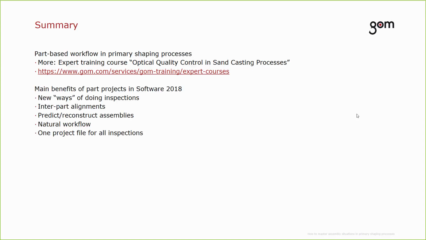You have seen what the main benefits of part projects in GOM Inspect are. Parts offer new ways of doing inspections, like interpart inspections, meaning inspecting one part against another, and interpart alignments allow to predict and reconstruct assemblies. Basically, working with scanned parts belonging to an assembly is more natural, since you can merge them all into one project now and do all the inspections needed. Of course, there's a lot more to discover, for example in other applications which are not covered here, so feel free to try it out yourself.